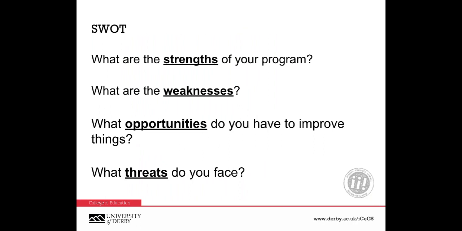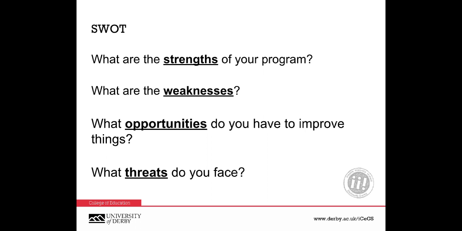Then particularly if you look at those weaknesses, what opportunities do you have to improve things? What could you do to make your response to those benchmarks better? And what threats do you face? What things might get in the way that you might need to mitigate in some way? So I would suggest doing that sort of SWOT analysis might be a helpful way to think through your program.